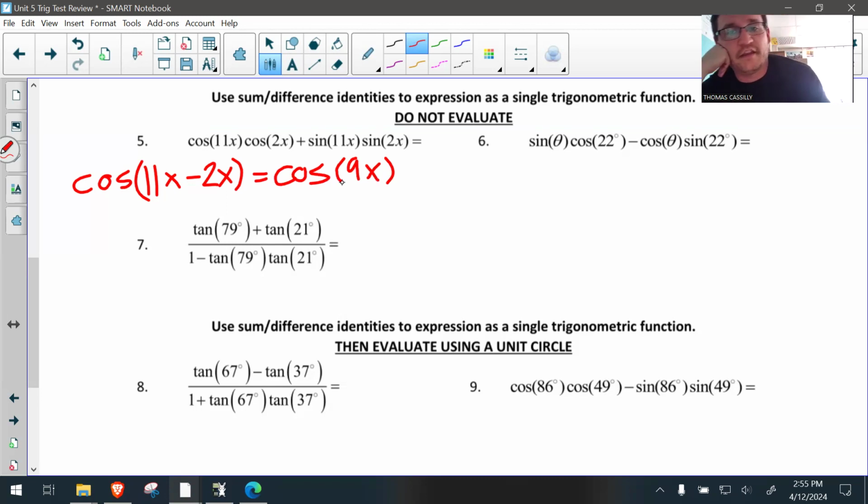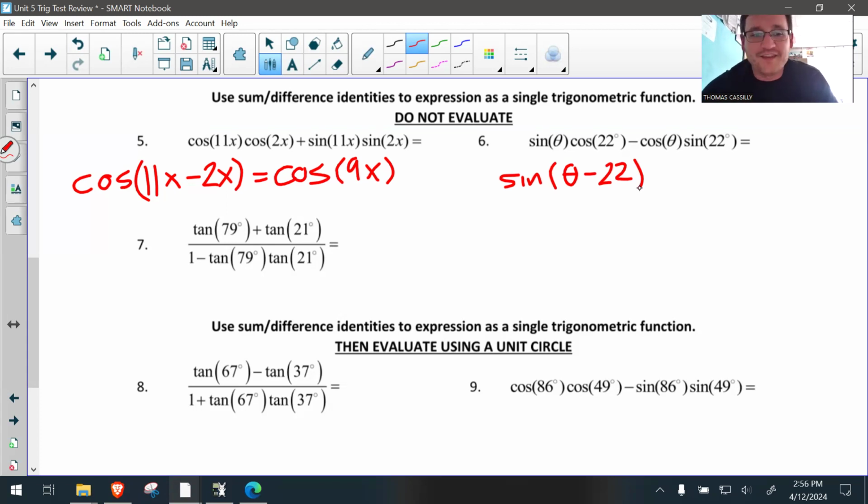Easy enough. The next one, sine, cosine, cosine, sine. This is the sine formula. And we know the sine identity, the sine stays the same. So this is minus 22 degrees. Right, that's what it looks like expanded.